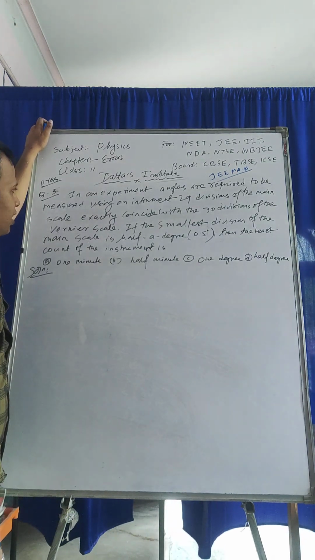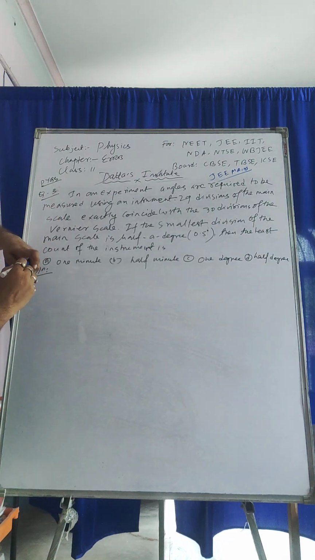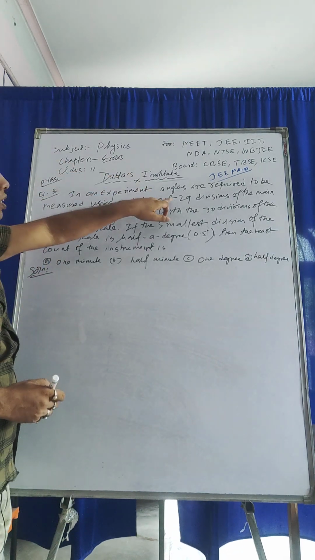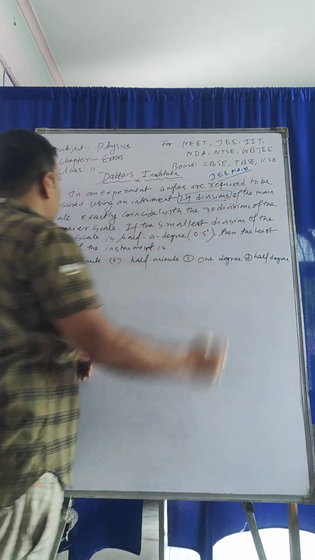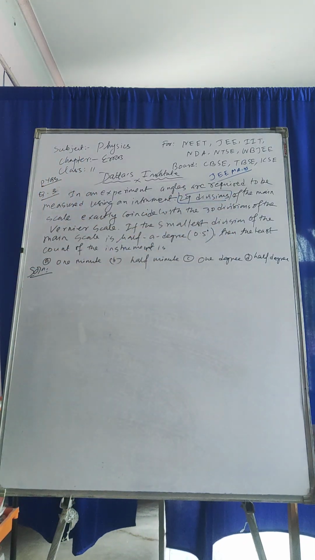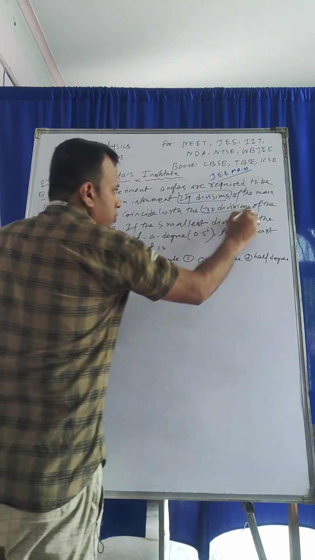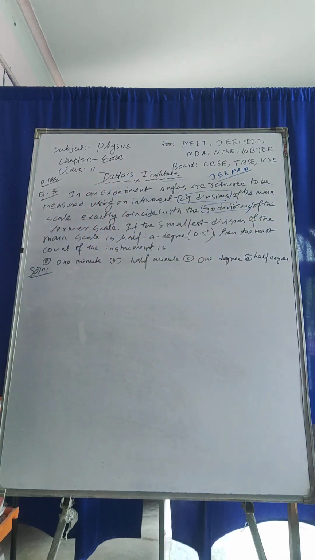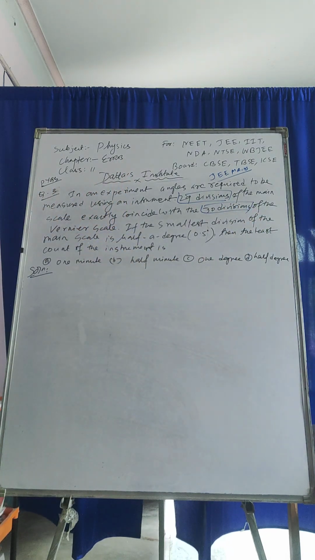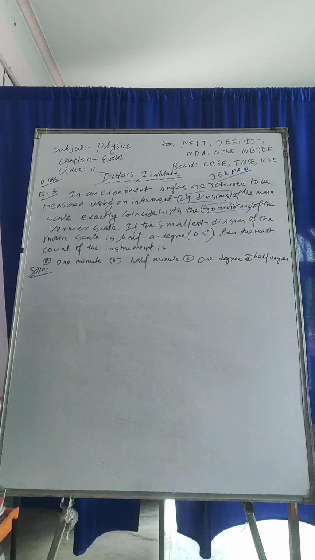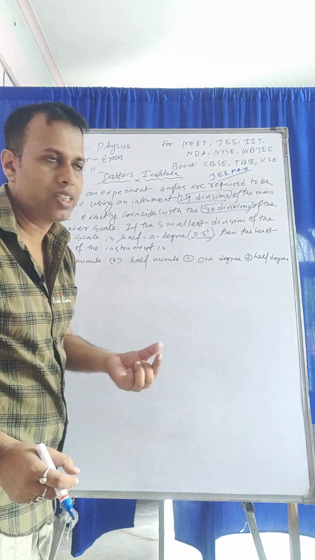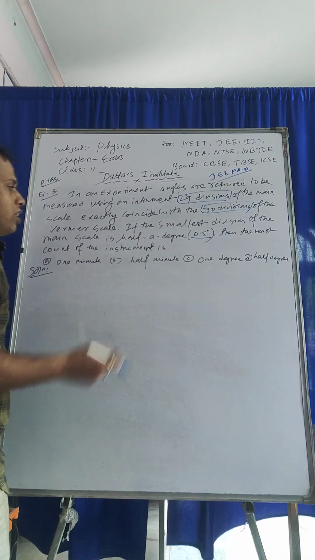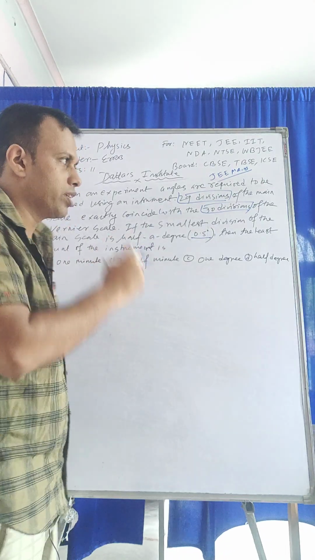Our question is like that: if in an experiment angles are required to be measured using an instrument, 29 divisions of the main scale exactly coincide with 30 divisions of the Vernier scale. If the smallest division of the main scale is half a degree, then we have to find out the least count of the instrument.